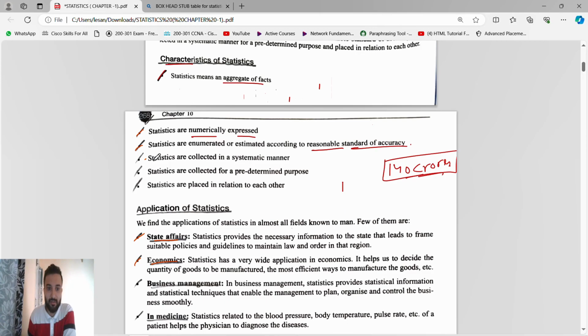Okay, statistics are collected in a systematic manner. Obviously, first collection, presentation, analysis, interpretation. Without collection, how will you present? If you have not collected any data, how will you present, right? It is like you don't know anything, you will simply go blah blah blah. Nothing will happen, right?